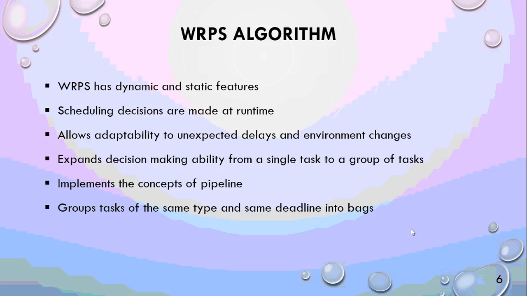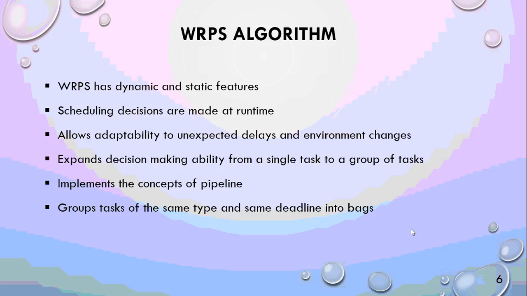I'll just give you a brief description of the WRPS algorithm so that you'll have an idea before I get into the details of each of these. WRPS has both dynamic and static features as mentioned earlier, and scheduling decisions are made at runtime, which allows it to adapt to unexpected delays and environment changes. This is where the dynamic feature comes in.